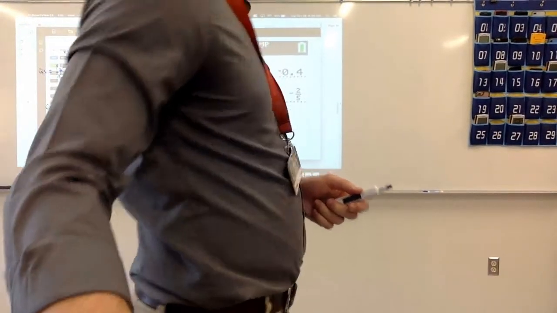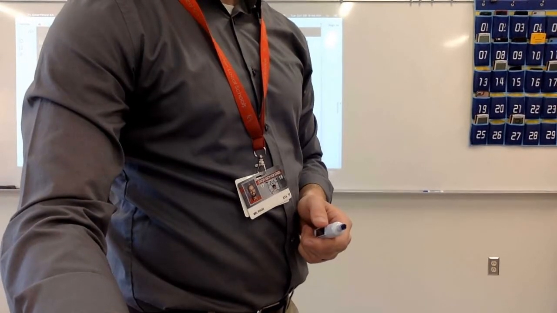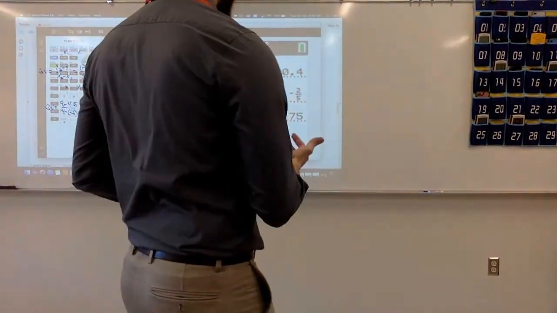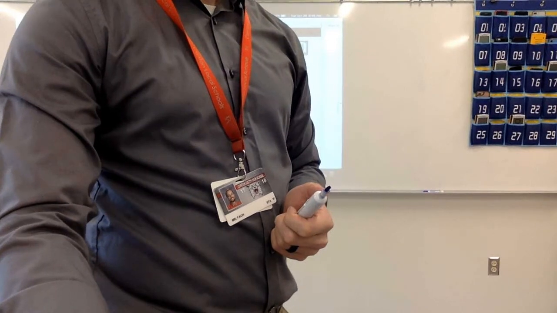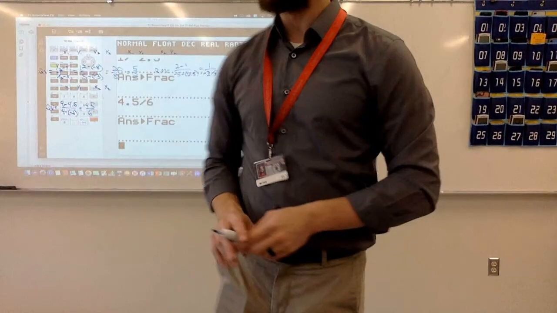So if I do 4.5 divided by 6, that gives me a decimal. And then if I use math frac, so math and then the first option, it'll turn that into a nice fraction for me.